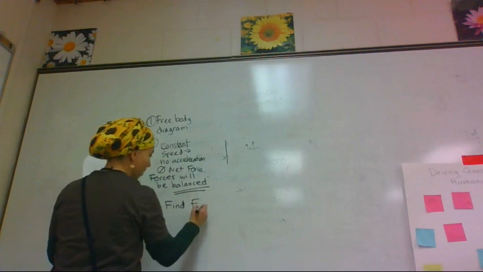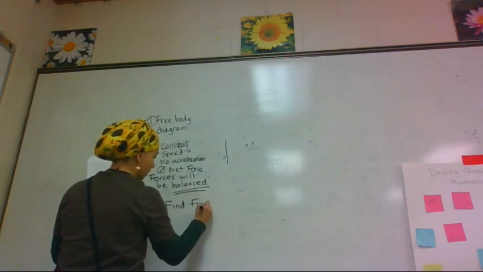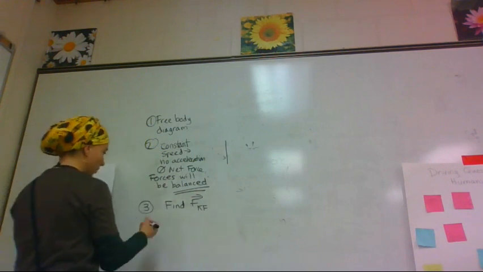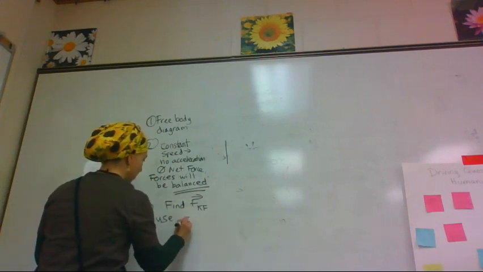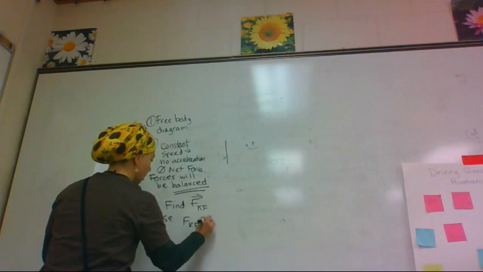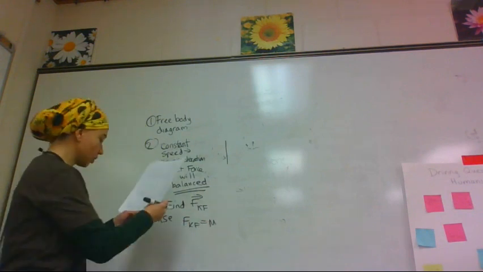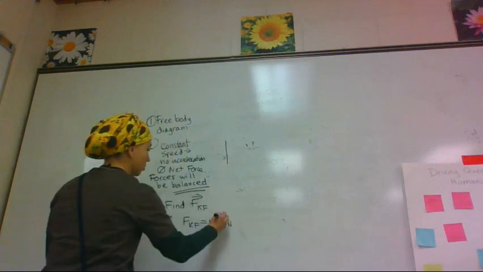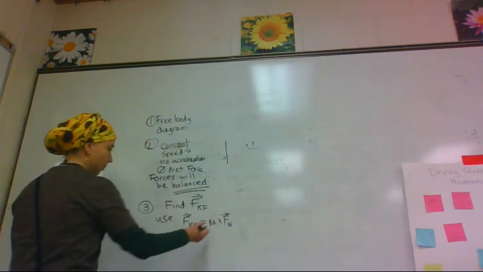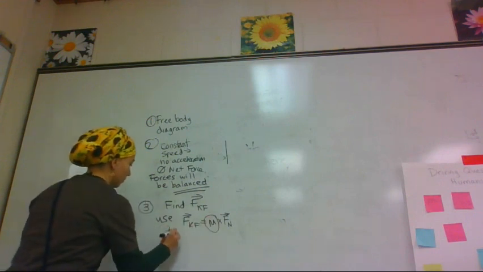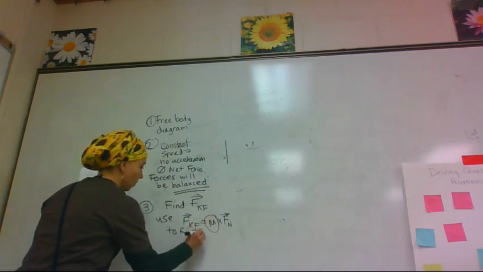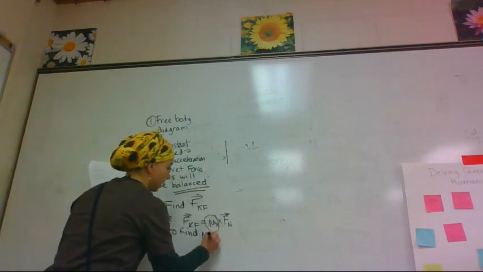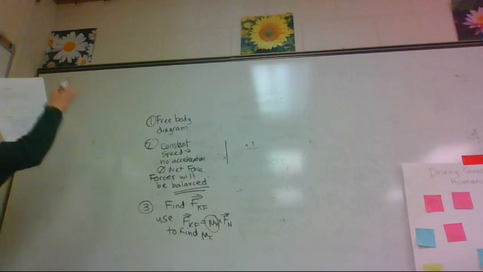So I'm going to find my kinetic friction force. And then I will use my equation. The force of kinetic friction equals mu, which is the coefficient of friction, times my normal force, to calculate mu, or my coefficient of kinetic friction. So it's actually mu sub k because it's kinetic friction. All right, so that's kind of my problem map.